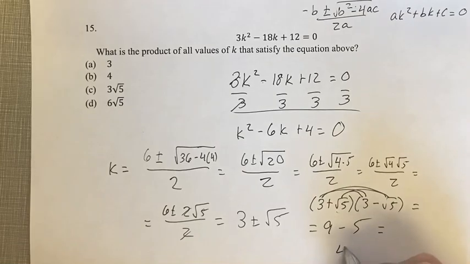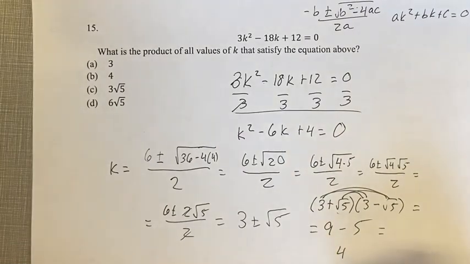And then we have 9 minus 5 is 4, so the product of all values of k that satisfy this equation is 4, which is going to be b.